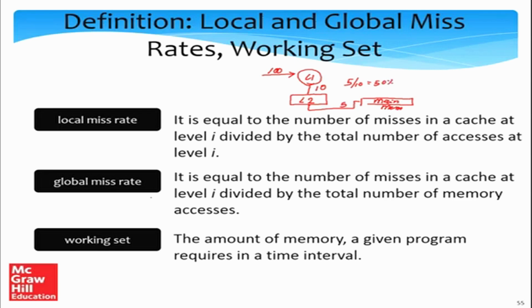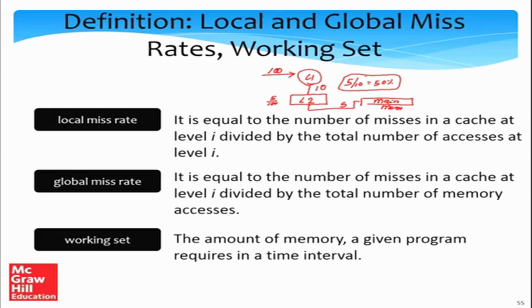In comparison, we can define the global miss rate. It is equal to the number of misses in a cache at level i divided by the total number of memory accesses. So the global miss rate for the L2 cache will be 5 divided by 100. What is typically of more importance is the local miss rate, which is 5 divided by 10 or 50%, and that's what we have been using in all our formulae. But it's still important to know this term global miss rate, which is the misses at a certain level divided by the total number of memory accesses.